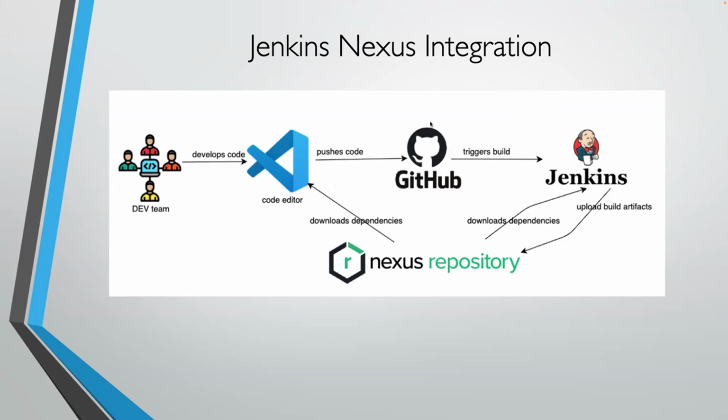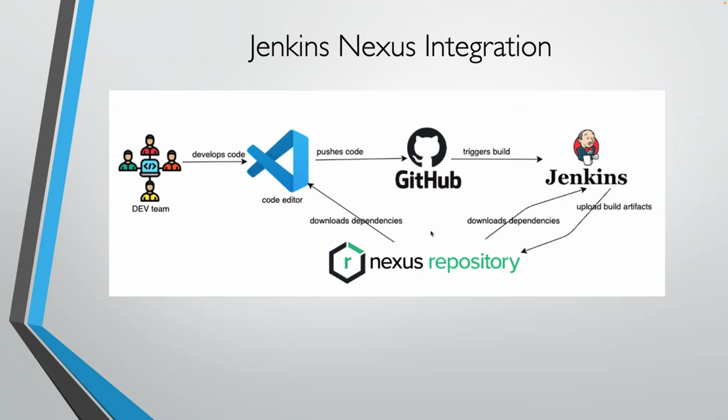And then once they commit the code, Jenkins is going to perform the build. Jenkins can download the dependencies and then build the artifact. And then Jenkins would upload the artifact into the Nexus repository as well, right? So this is a typical Nexus integration with Jenkins.